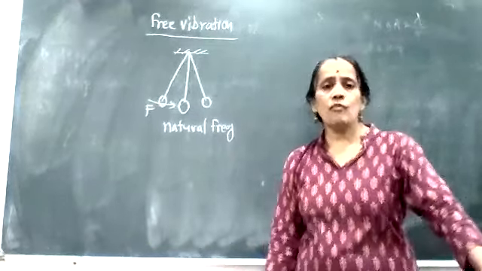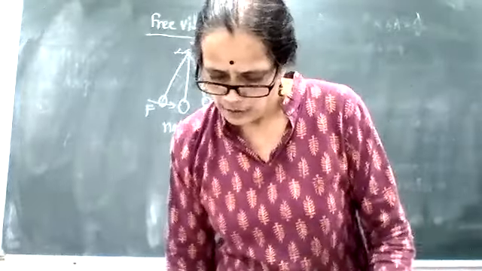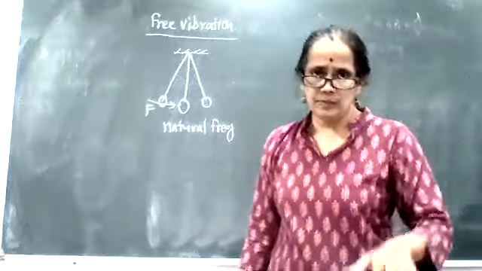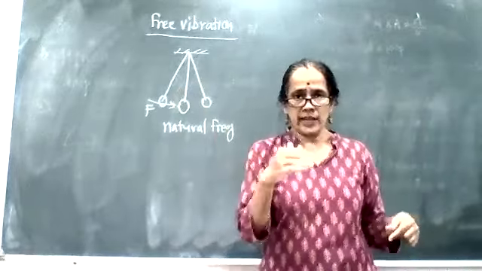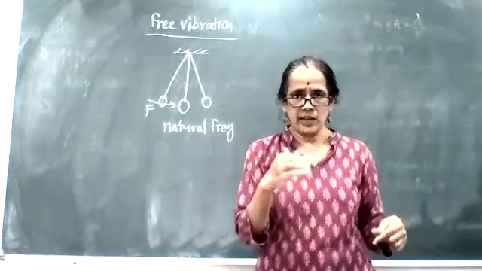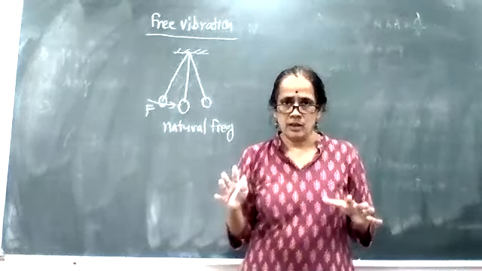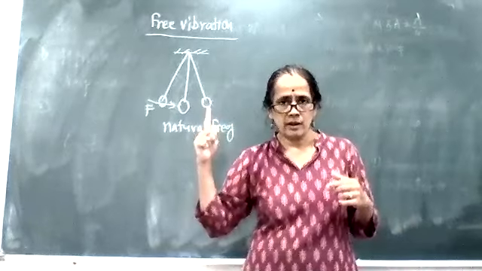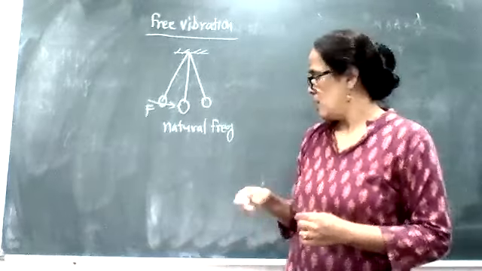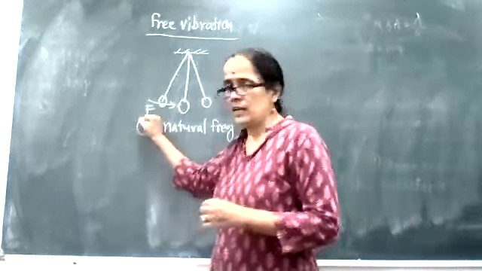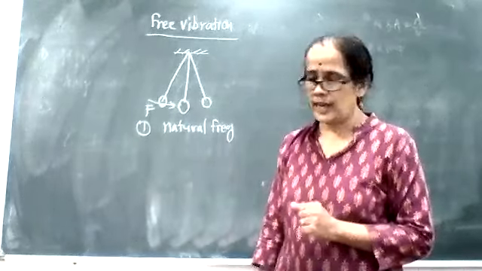Clear? So the vibration of a simple pendulum is one example of free vibration. Or take a guitar string. If I pluck it and just release my finger from that string, the wire will start vibrating. That type of vibration is called free vibration. So in free vibration, the particles will vibrate with natural frequency. That is the first characteristic.